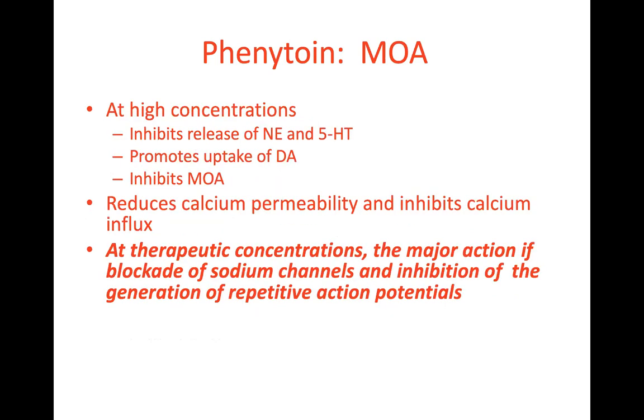When we start getting at high concentrations, we start seeing that it will affect release of norepinephrine and serotonin. It can cause an uptake of dopamine. It can inhibit monoamine oxidase. But those are usually at very, very high concentrations, not what we see clinically. It reduces calcium permeability and therefore inhibits calcium flux going across. So that can affect the electrical properties of the cell.